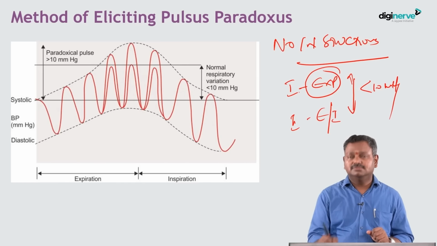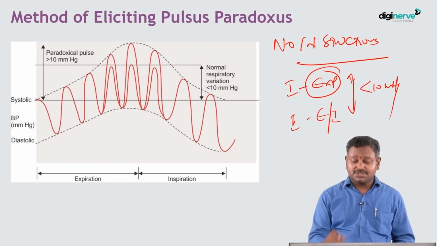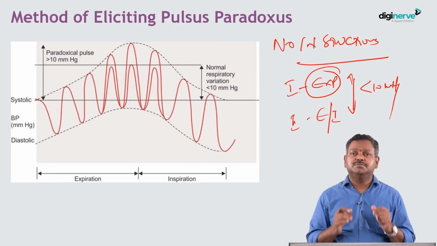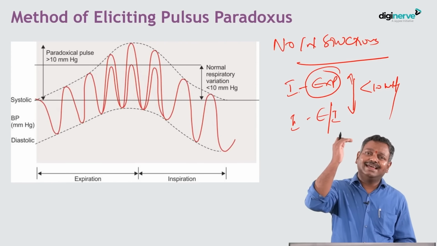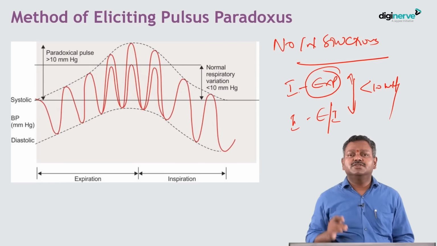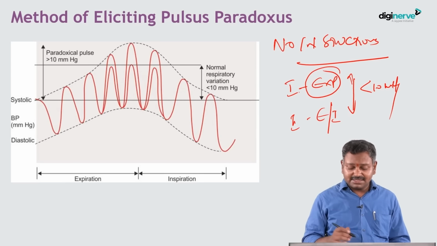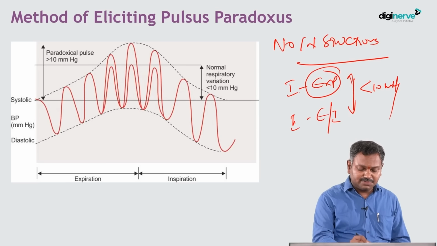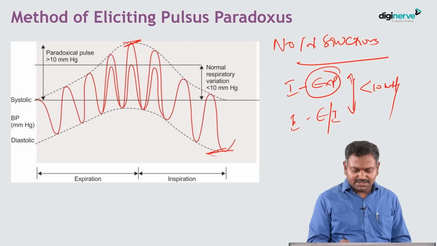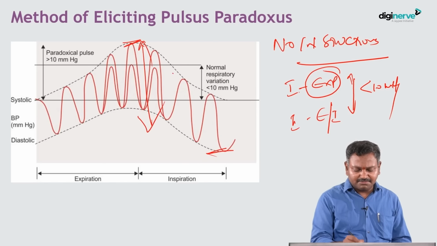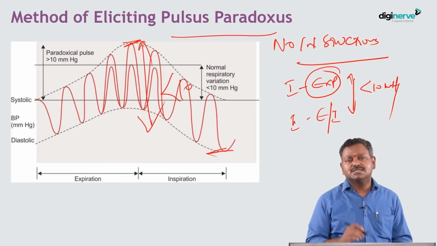That is normal. Now supposing you get both inspiration and expiration right at first, that means you have run past it, and you'll have to go a little higher. The first Korotkoff sound is always heard in expiration alone. Now supposing this gap becomes more than 10, so inspiration is here and expiration is more than 10 away, that is what we call pulsus paradoxus.